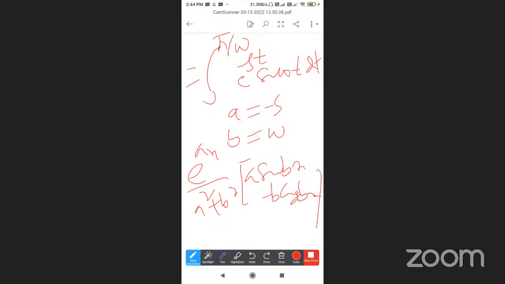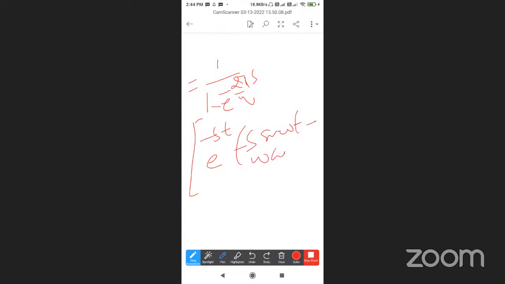Apply it. This is on page number 193, look at it. 1 minus e power of minus 2 pi s by omega, into e power of minus st by s square plus omega square, into minus s sin omega t minus omega cos omega t. The whole limits are 0 to pi by omega.